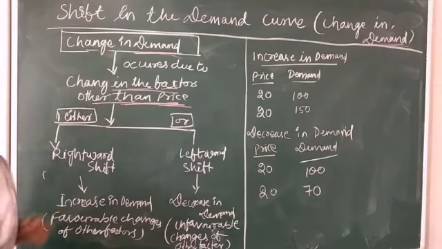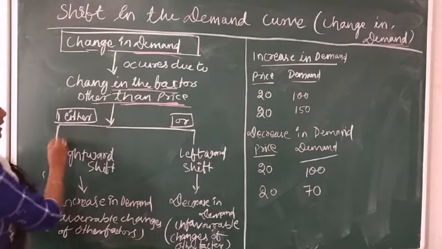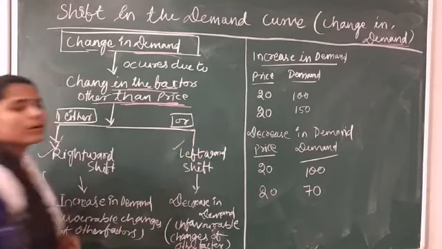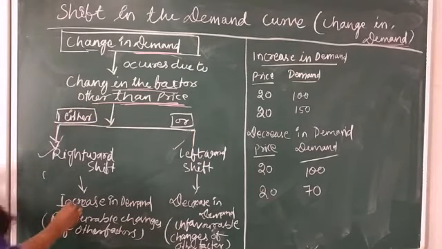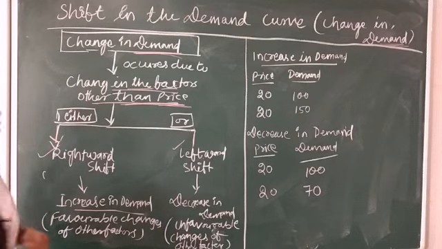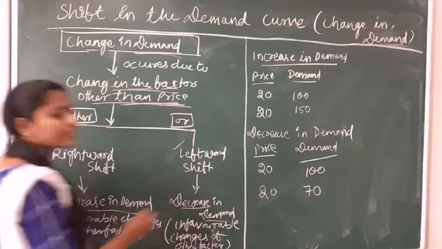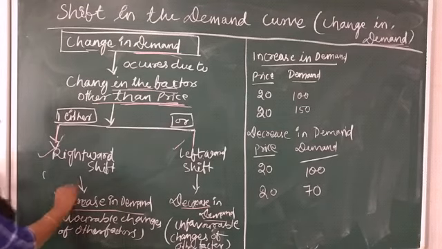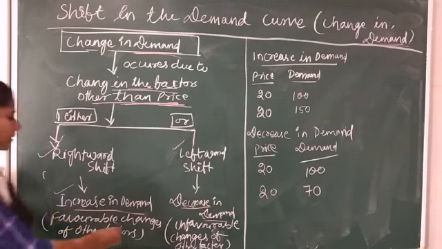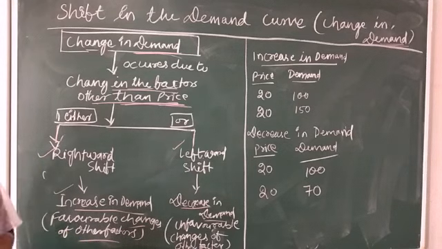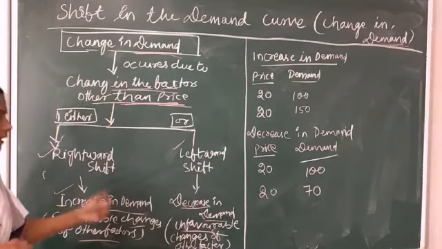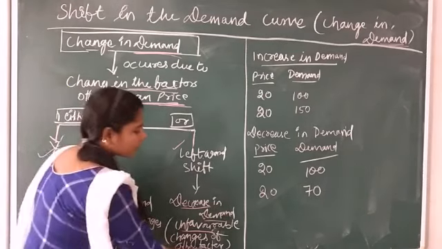So there are two options. Either it shifts rightward or it shifts leftward. Rightward shift means increase in demand, and leftward shift means decrease in demand. We can say that increase in demand occurs when there are favorable changes in the other factors, and decrease in demand occurs when there are unfavorable changes in the other factors.